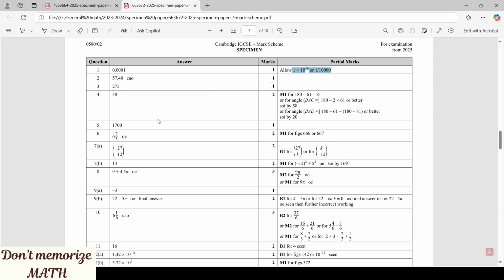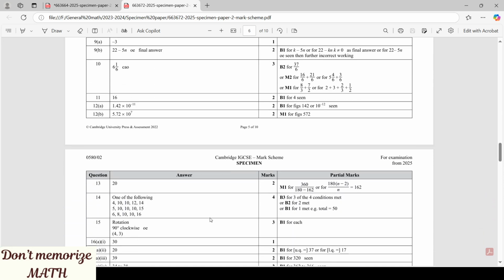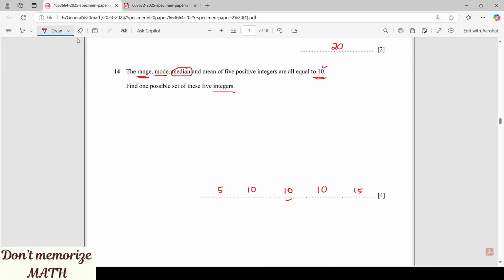I will show you the marking scheme for the specimen paper, in which I think they have given 2 or 3 more sets here. Okay, so this is our answer. You can rearrange them, because 10 is coming more times, you can take 10 and 10 like this. In the same way, like this also you can take. Then make sure the range is 10. So 14 minus 4 must be 10. In the same way here, 16 minus 6 must be 10. And find numbers which have the mean the same, 10. Okay, then question number 14 is over now.